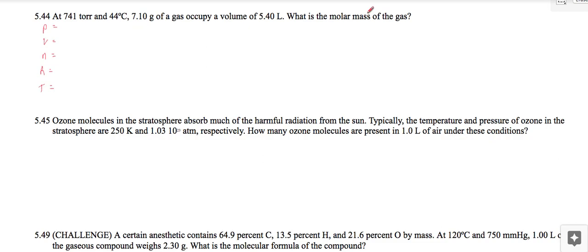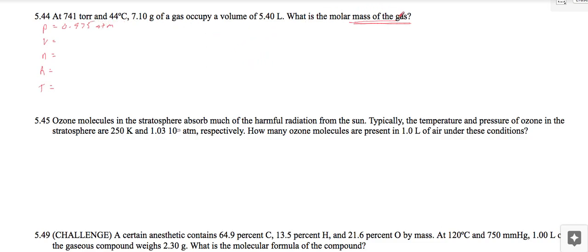It says, what is the molar mass of the gas? I knew that's what this problem was going to be because I wanted to do it with you guys, but I completely got off on my own thing and forgot. That's the important part though here. We get torr. We're not given our correct pressure, so let's change that. 741 divided by 760 gets us 0.975 atmospheres.